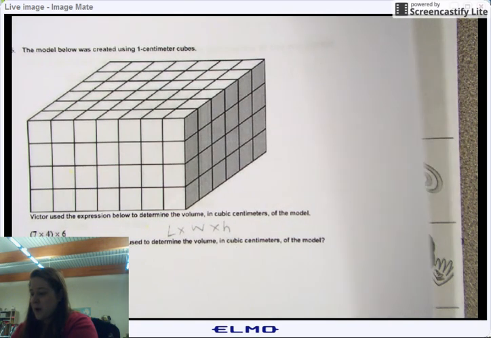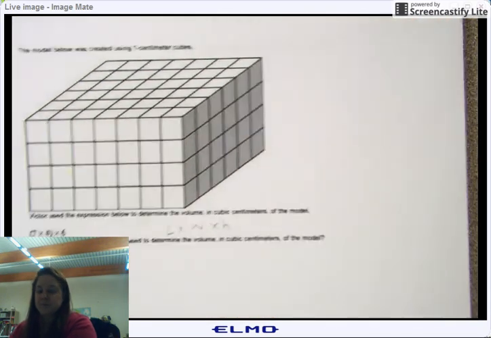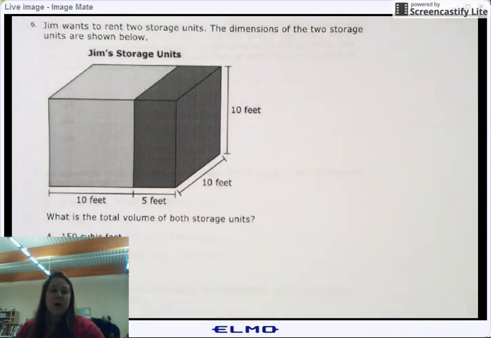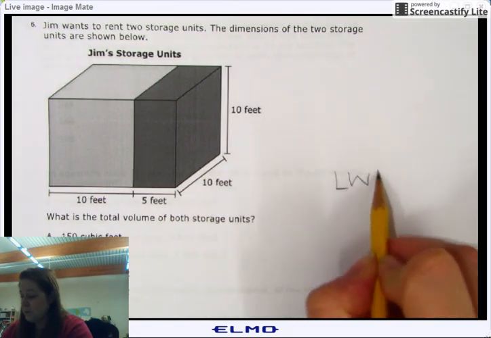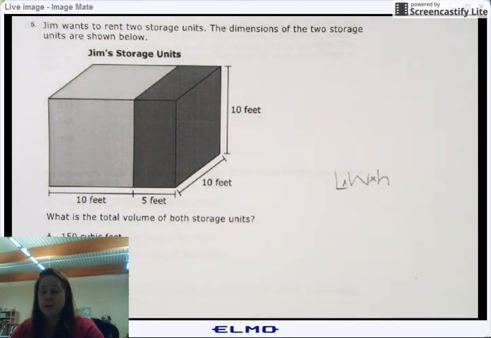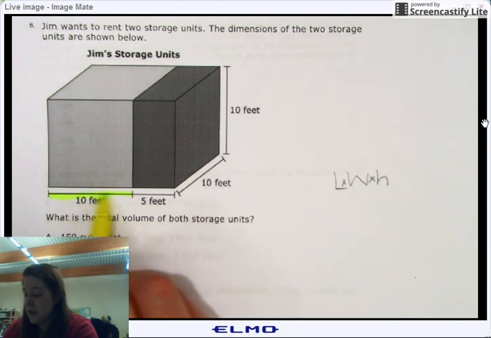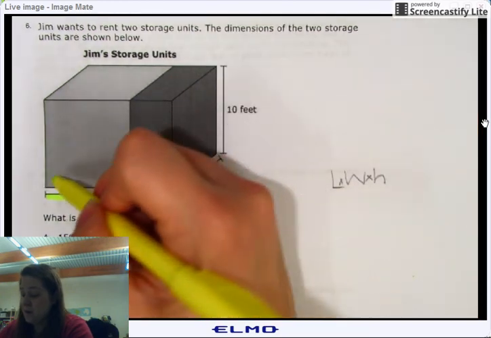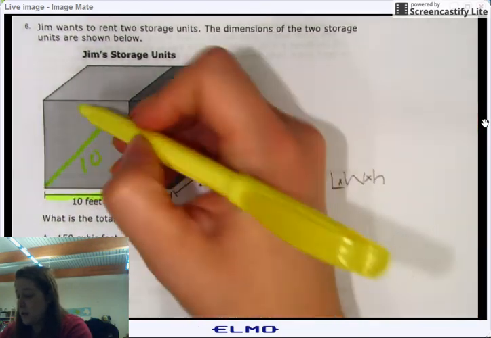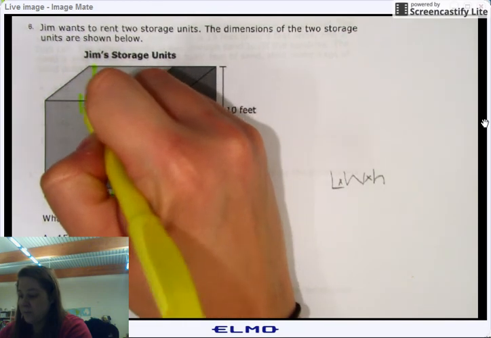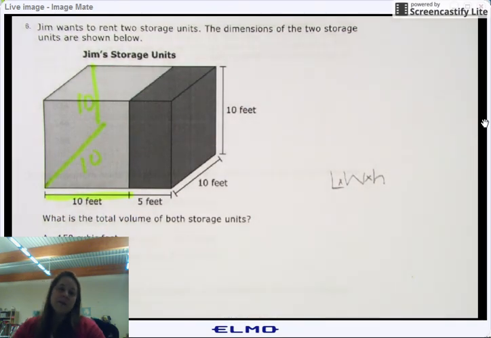Okay? Question number 6. Jim wants to rent 2 storage units. The dimensions of the 2 storage units are shown below. What is the total volume of both storage units? Once again, length times width times height. So I'm going to work with this one. It gives me the length, which is 10. It gives me the width, which is 10. And then it gives me the height, which is 10. So 10 times 10 times 10.